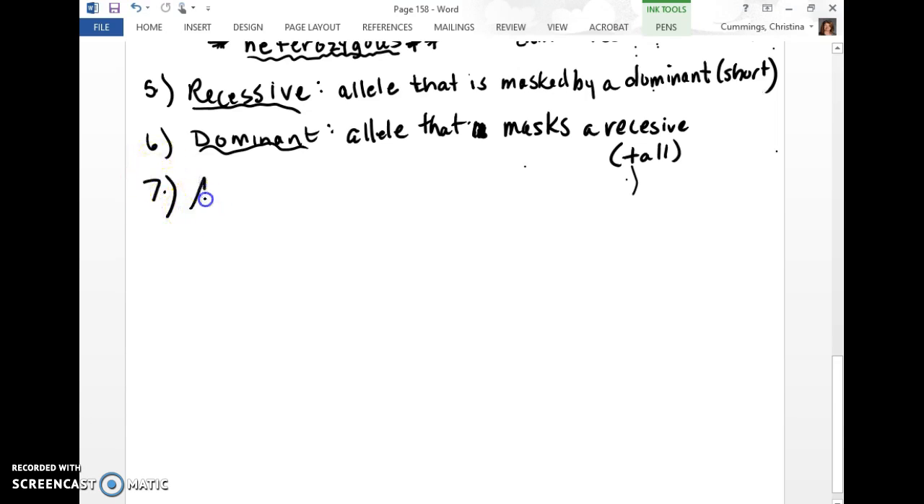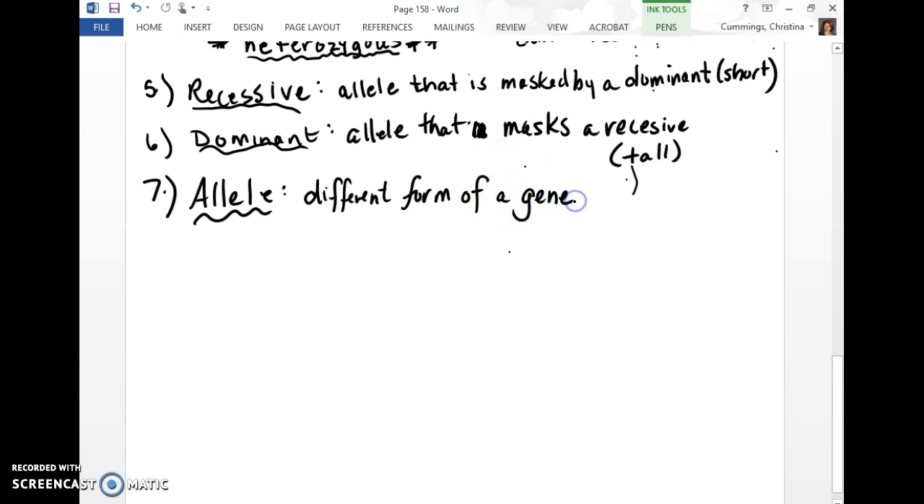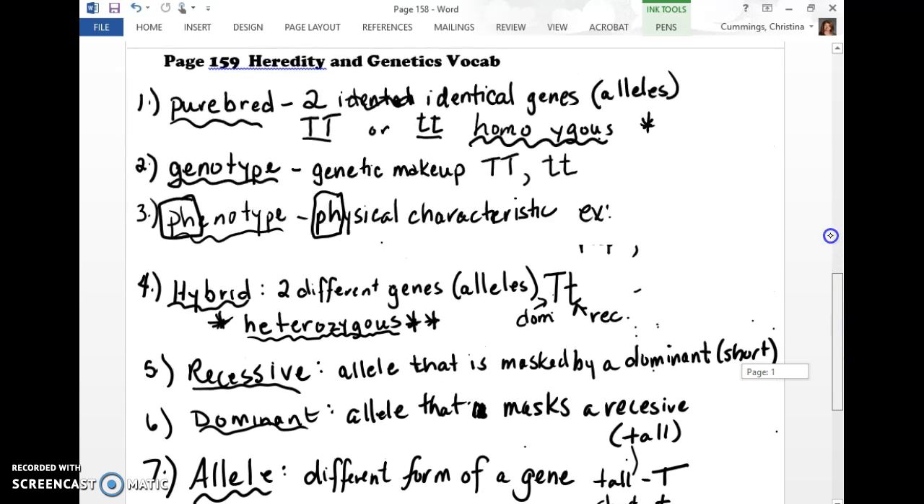Next vocab word: I keep using the word allele in definitions. An allele is just a different form of a gene. So you can use the word gene and allele almost interchangeably, but not quite. The allele for tall is a capital T. The allele for short is a lowercase t. All right, so that does it for definitions for now, I think. I don't think we have any more, but maybe we will.